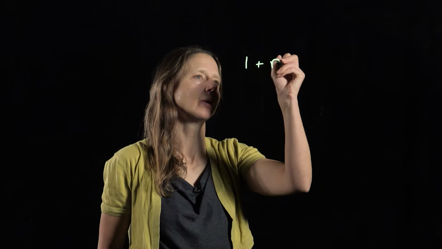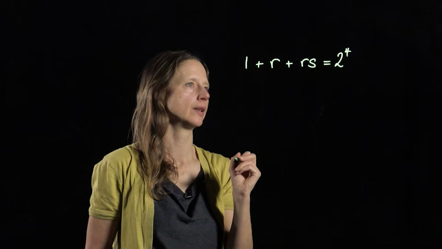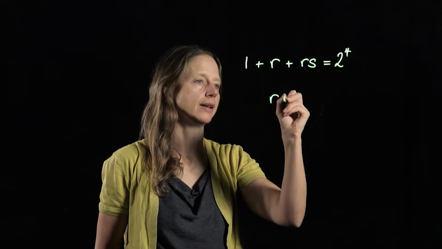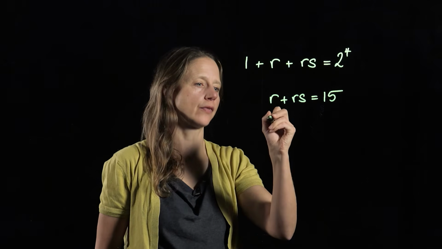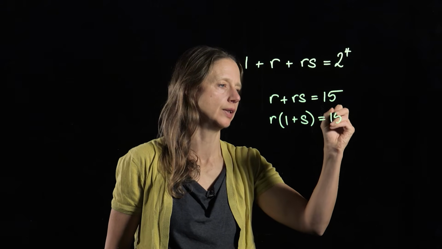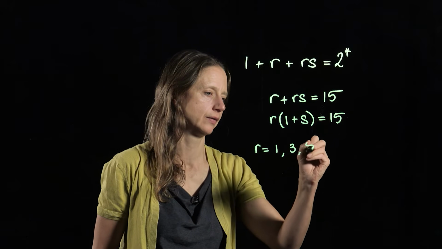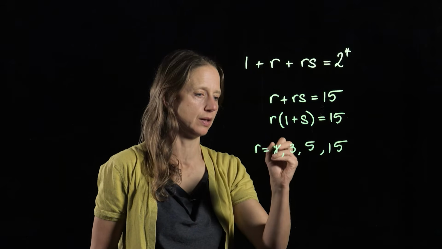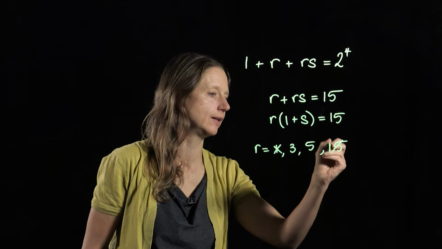I'm going to start by looking at powers of 2, and the first number that I tried was 2 to the 4. So I want 1 plus r plus rs equals 2 to the 4. Well, if I subtract 1 from both sides, this means that I need r plus rs equals 15, and I can factorise this to get r times (1 plus s) equals 15. This seems to give me a few options for r: 1, 3, 5, or 15. But we know that r can't equal 1, and 15 is never going to work here if they need to add up to give 16, so we can't have 15.